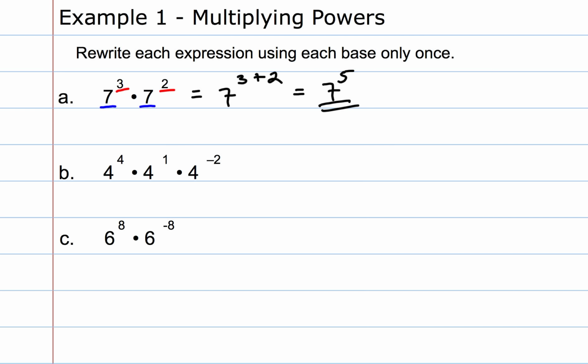In part B of example 1, you can notice we have 4 to the 4th times 4 to the 1st times 4 to the negative 2nd. In each one of these cases, the base is 4. So we can apply that property again. Using the property, when we multiply like bases, we can add these three exponents, 4 plus 1 plus negative 2.